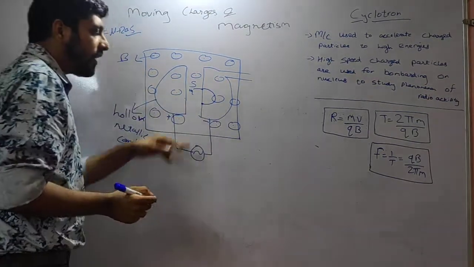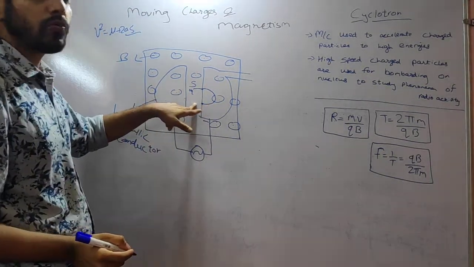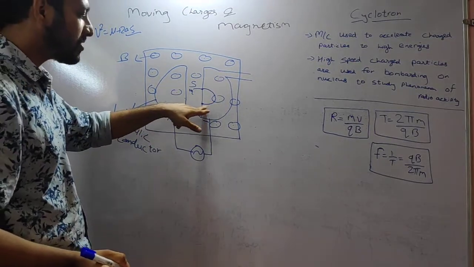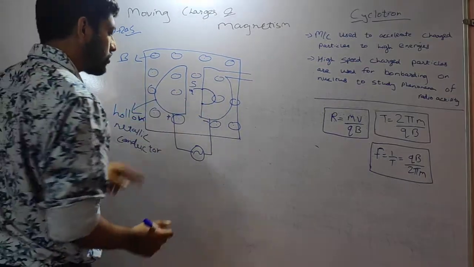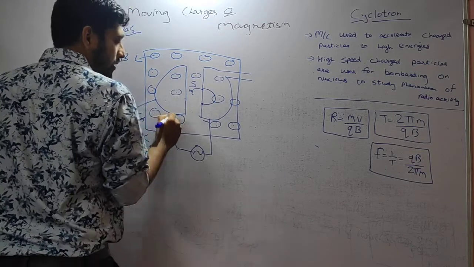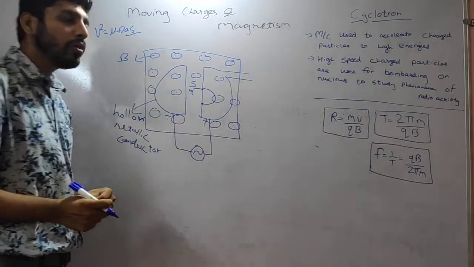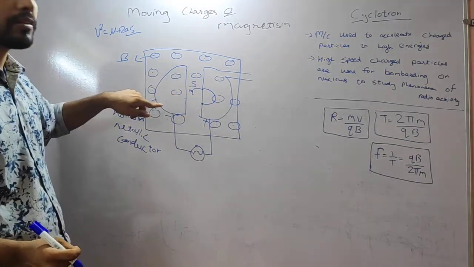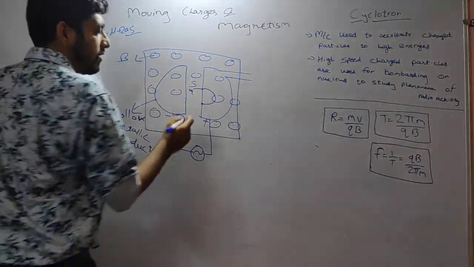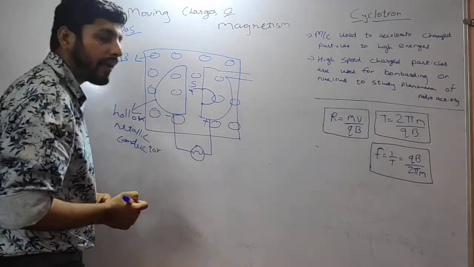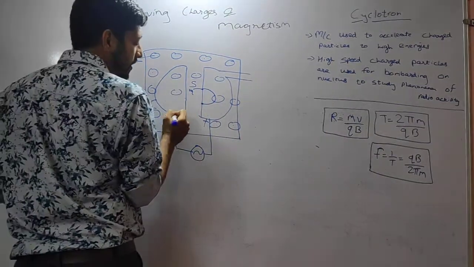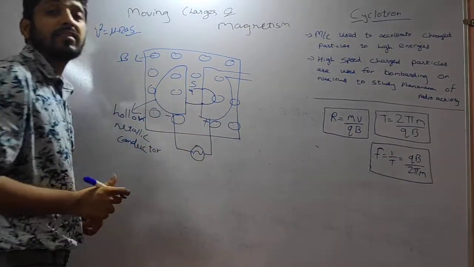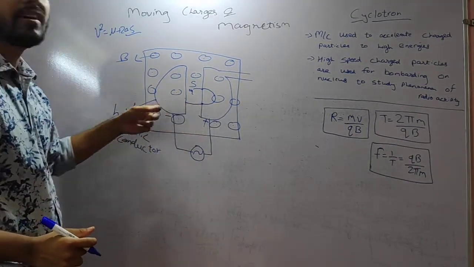It reaches this point. As soon as it reaches this point, we need to adjust the frequency in such a way that the polarity changes: this will become negative and this will become positive. As it is about to get out of the conductor and enters the electric field with opposite polarity, that is, here it is negative, so the positive charge will be attracted, and the acceleration will increase the velocity.